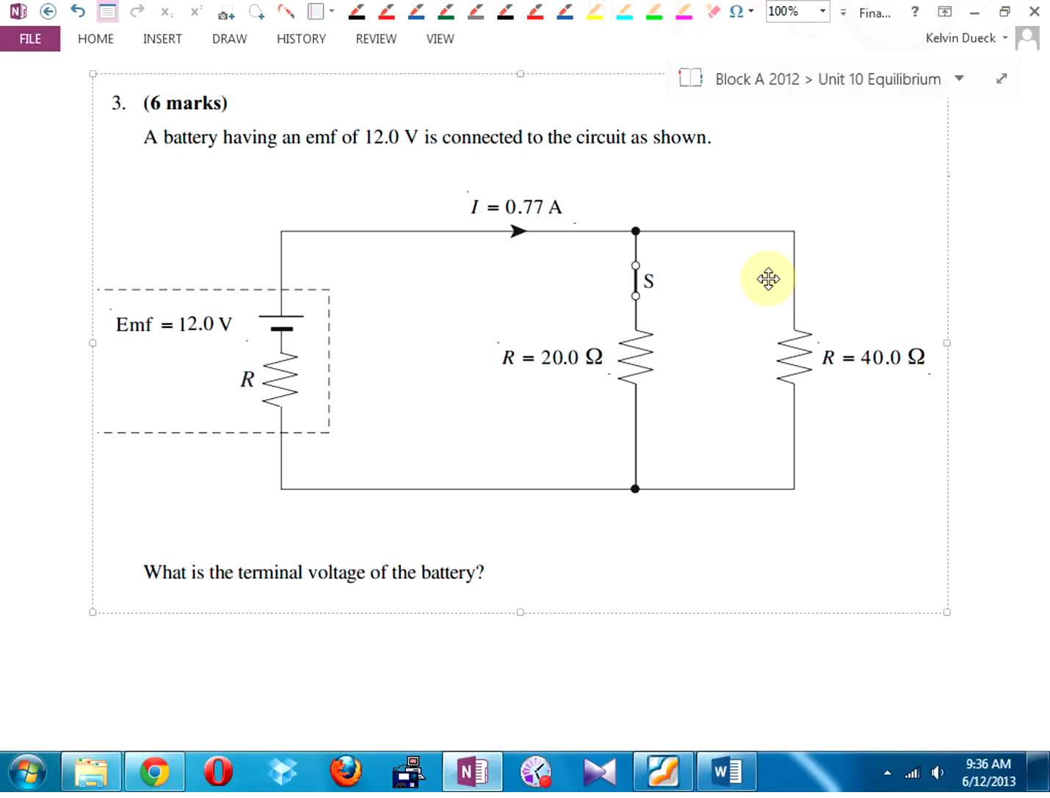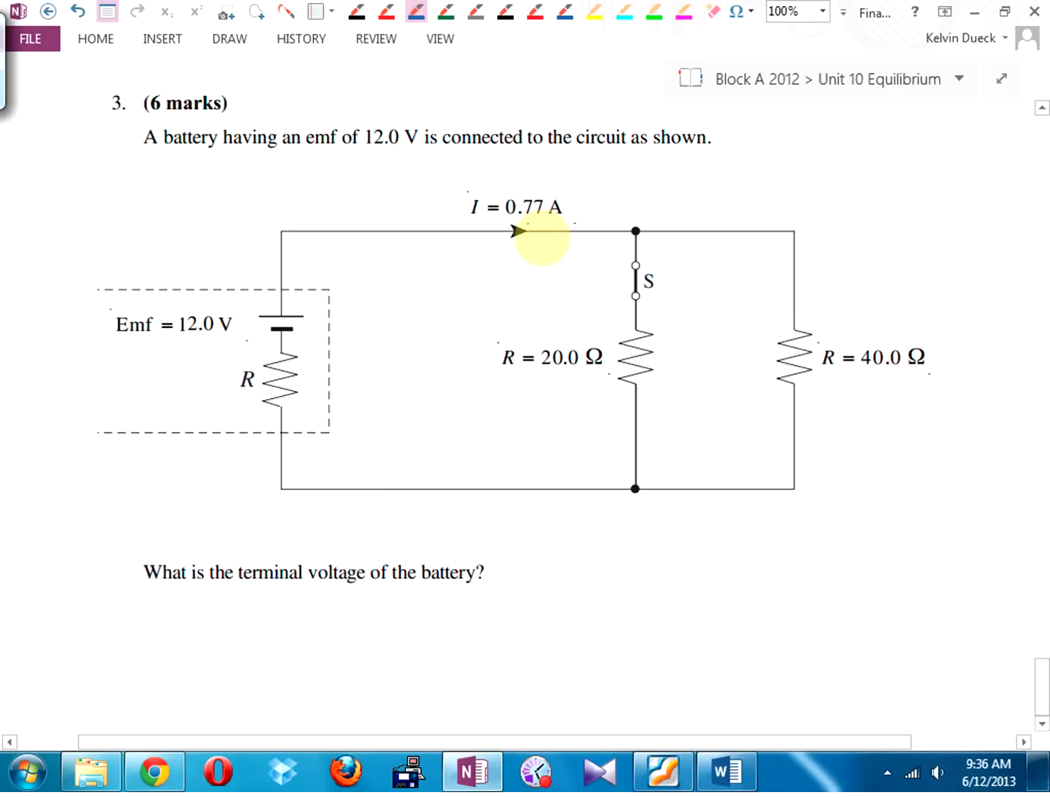If that was not available, then you rewrote the circuit as one resistor using your parallel resistor laws, 1 over R parallel equals 1 over R1 plus 1 over R2, and then reciprocal, and your series resistor laws, which was just add them straight up. Then you could go V total equals I total R total. Here, though, they did tell me total current. Total current is 0.77. That means 0.77 amps is going through there. Okay?